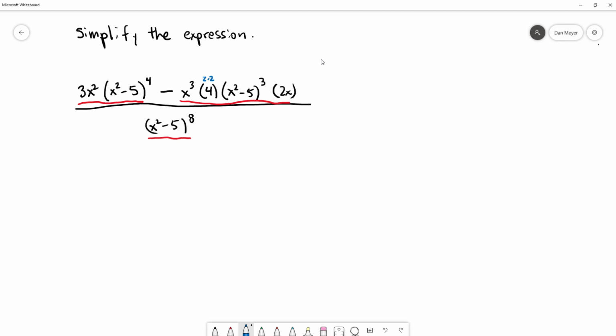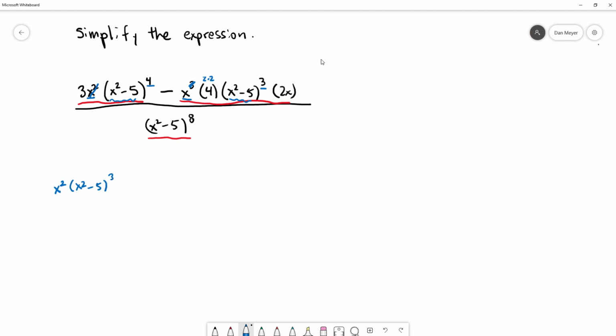Variable expression-wise, I have an x factor here and an x factor here. The x factor in the first term on top shows up twice in the first expression and 3 times in the second expression, so I'll pull out 2 of them. That leaves none here and only 1 here. And both terms on top also have an x minus 5 factor. It occurs 4 times in the first expression and 3 times in the second expression, so we'll pull out 3 of them. X squared minus 5 cubed.